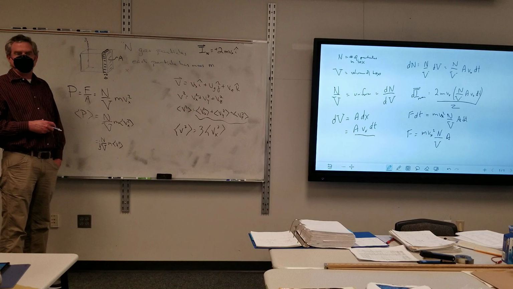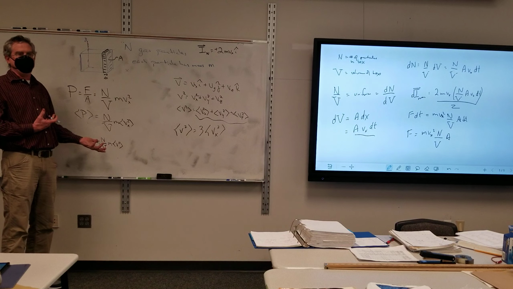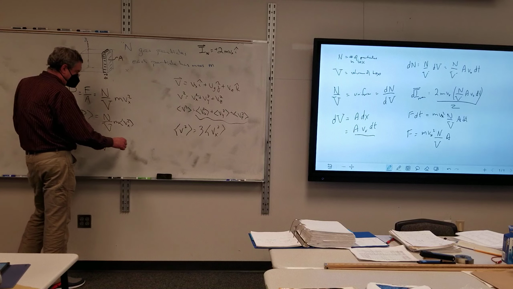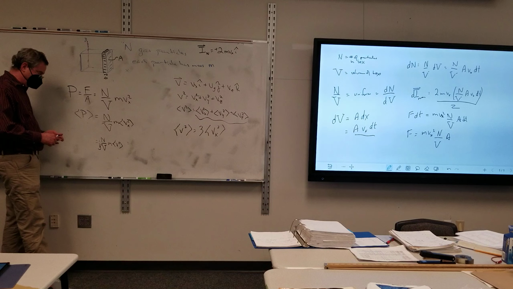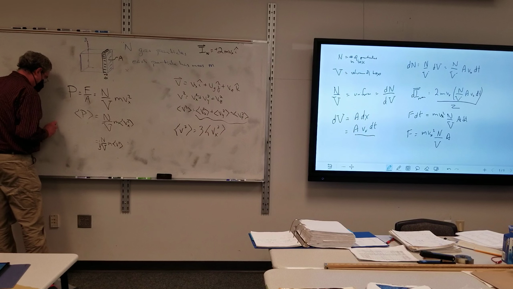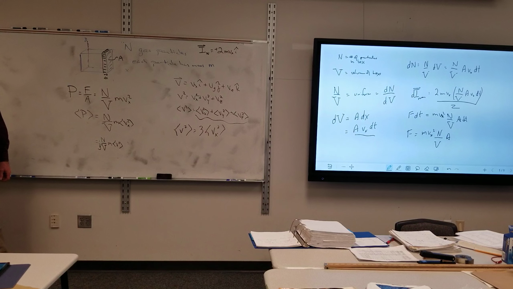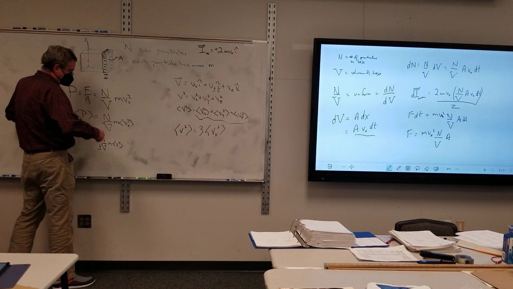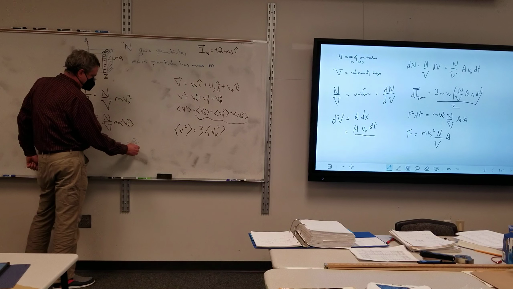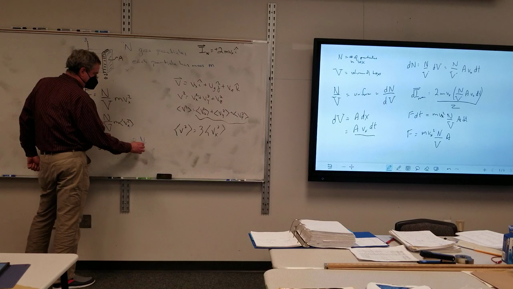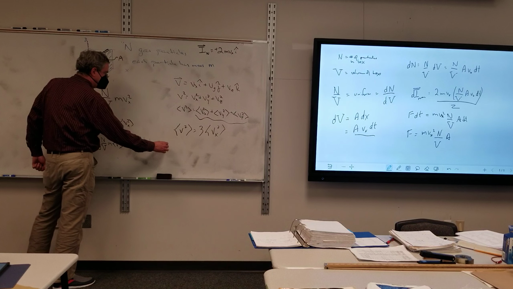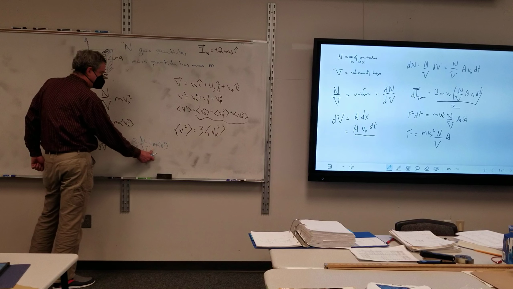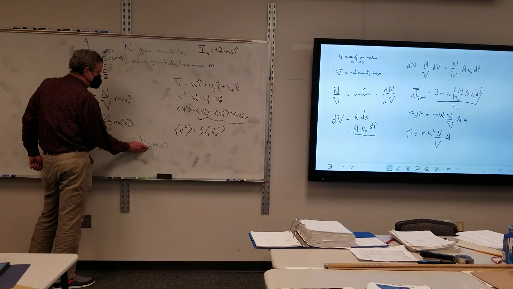Next step is I want to get a 1/2 in there. Since I'm so close to having kinetic energy here, I'm going to put an extra 1/2 in here. If I'm multiplying by 1/2, I have to also multiply by 2 in order to keep it balanced. So this becomes 2/3 N over V times 1/2 M V squared. And this V right here is the volume.